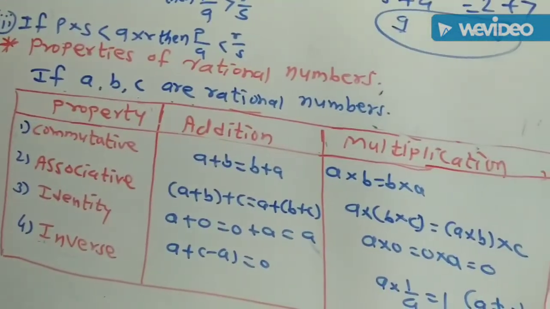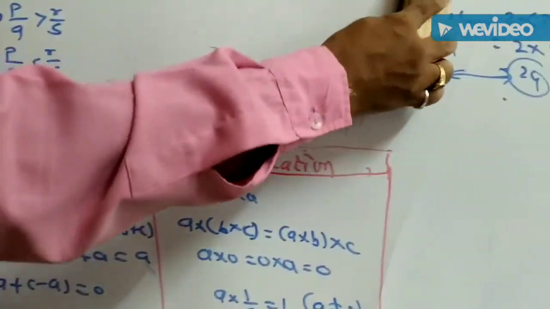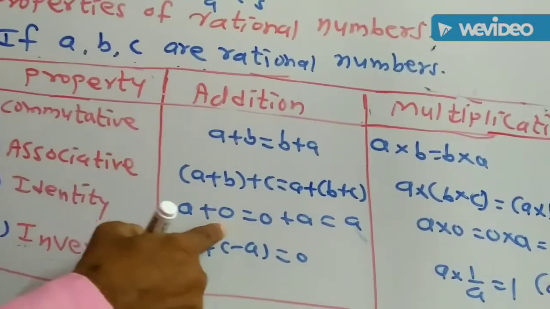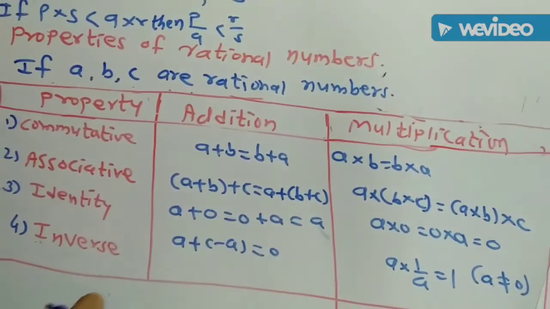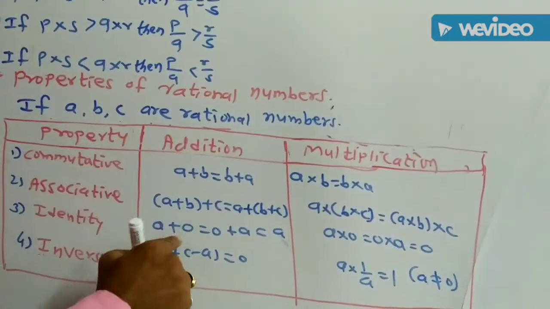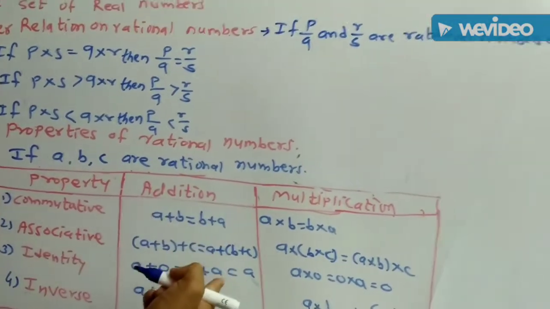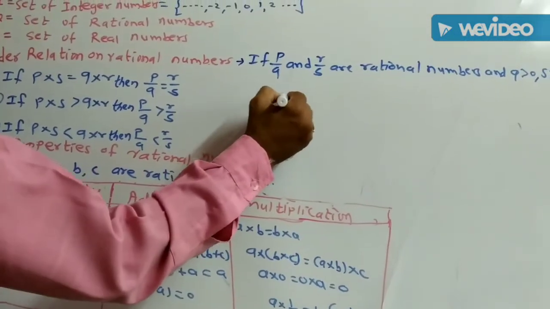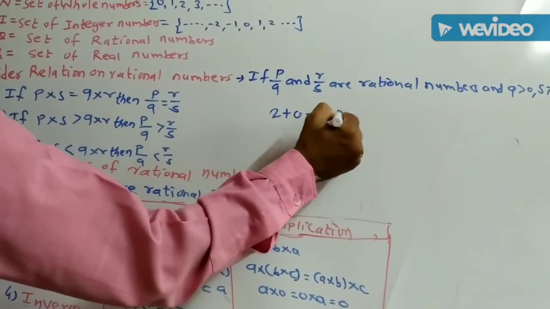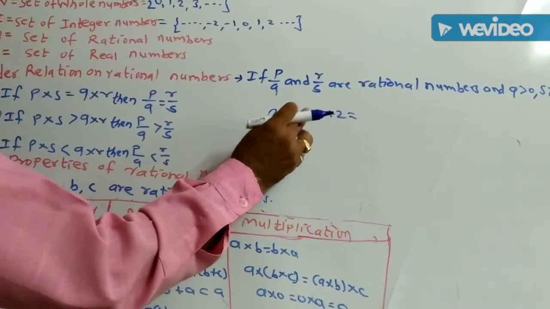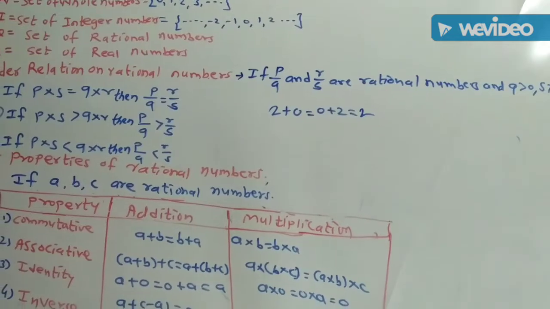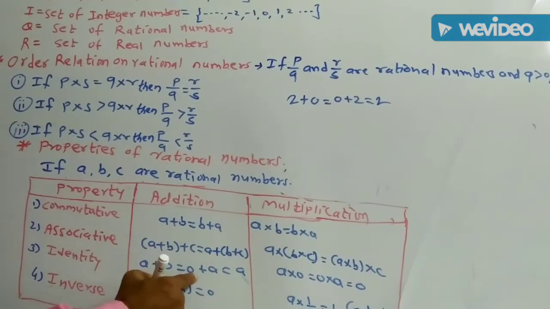Then identity for addition. Property for identity: a plus 0 is equal to 0 plus a is equal to a. That means if any number is added to 0 or 0 is added to any number, then the answer is the same number. For example, 2 plus 0 or 0 plus 2. If 2 is added to 0 or 0 is added to 2, then the answer is the same number, that is 2. This is the addition property.